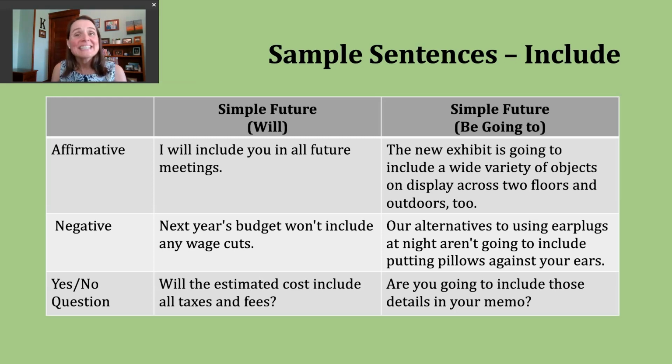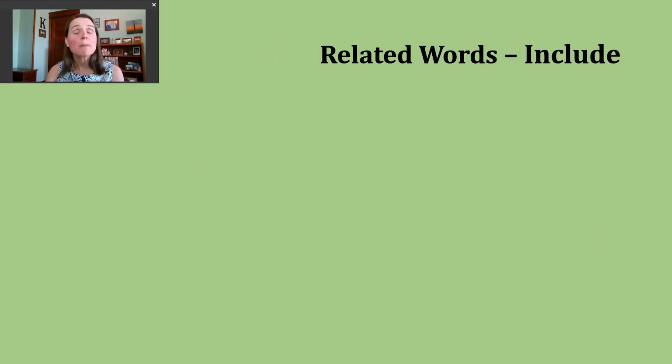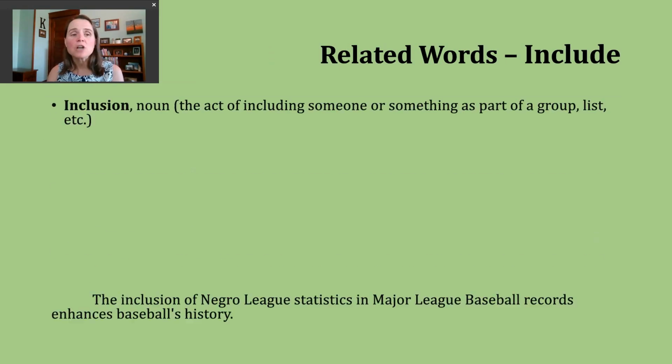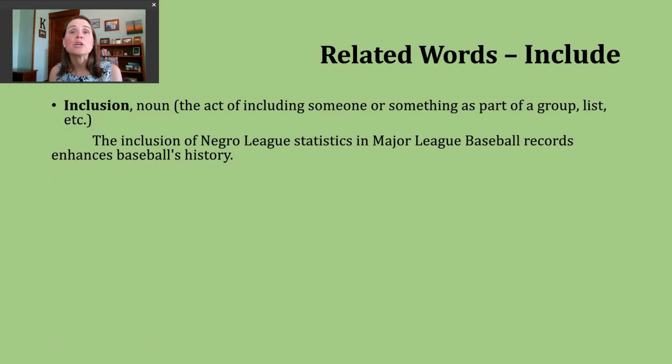Okay. Now let's move on and talk about some words that are related to our verb include. The first word we're going to talk about today is the noun inclusion. This is the act of including someone or something as part of a group, a list, etc. Right? Something similar. Let's take a look at an example of this noun in a sentence.